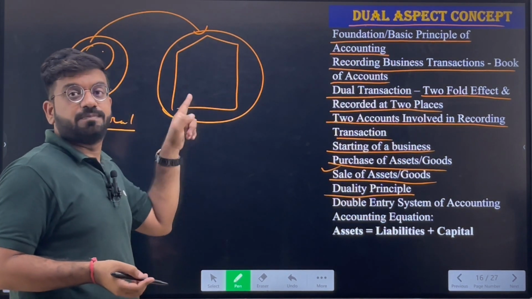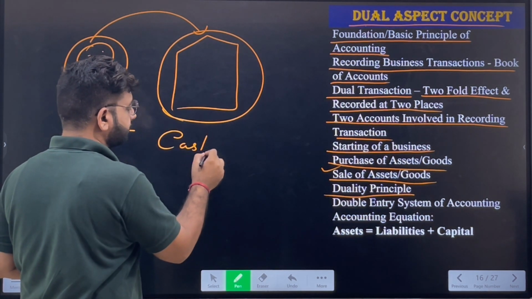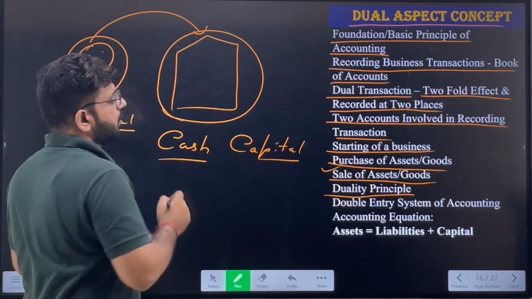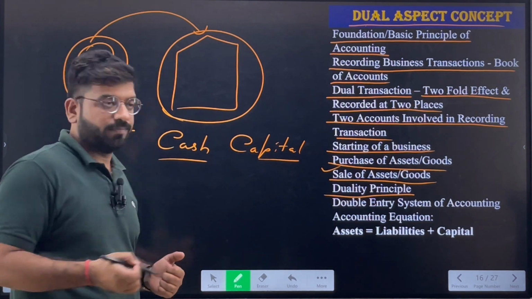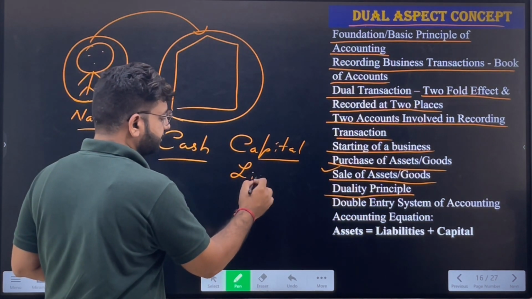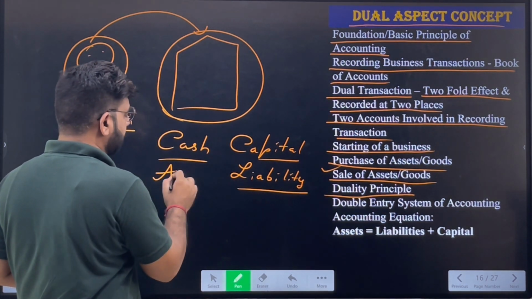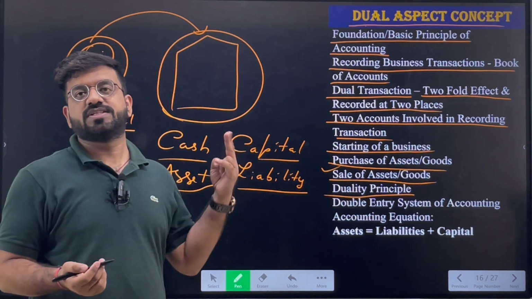On the other hand, the business is getting two things. One, it is getting the cash. The other thing, it is getting the capital. So cash is coming in, and capital, being a liability, is also coming in. Capital is a liability which has to be paid afterwards, and cash is an asset which will remain in the business. So again, two things were involved.